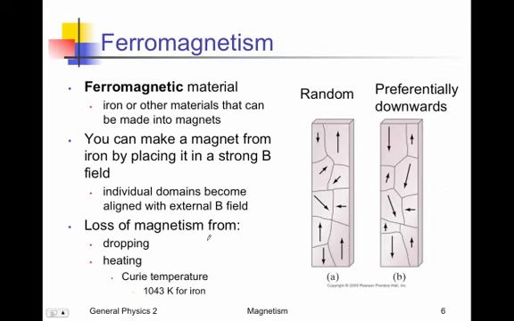Ferromagnetic material is iron or another material that can be made into a magnet. So you can take a piece of iron and put it in a strong magnetic field, and you can create a magnet. And so the individual domains become aligned with the external field. So you can see here before, we have just a piece of iron that hasn't been magnetized, and you can see that the direction of each of these domains is random. But once it's put into a magnetic field, there's a preferential downward direction of the magnetic field in each of the domains. Magnets can lose magnetism by dropping them or heating them above their Curie temperature.